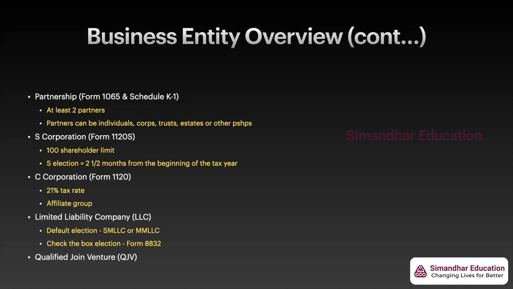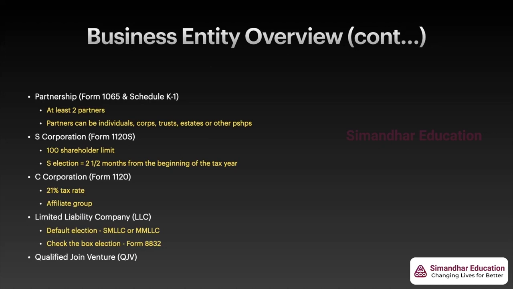So when a corporation elects to be an S corporation, a Form 1120 filer that wants to be an S corporation, the election has to be made within 2.5 months from the beginning of the tax year. So if your tax year beginning was January 1st, 2024, then 2.5 months from that would be March 15th, 2024. And within that date, you will have to make the S Corp election.